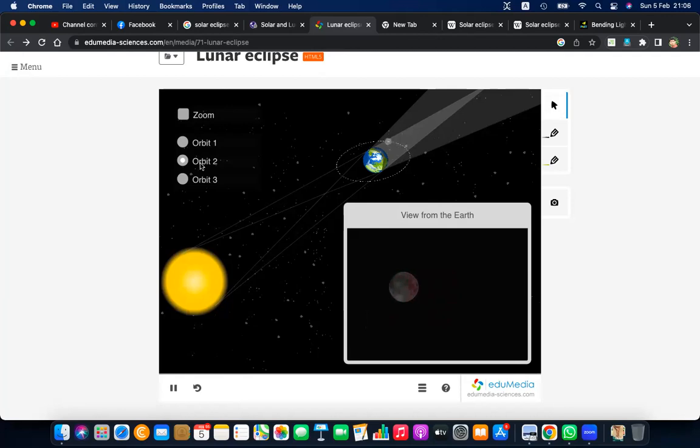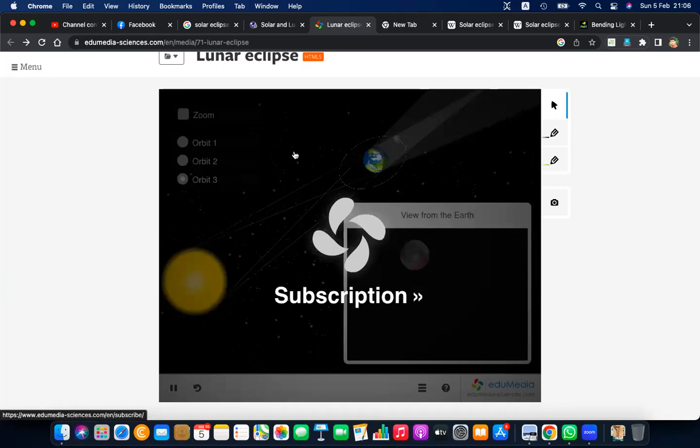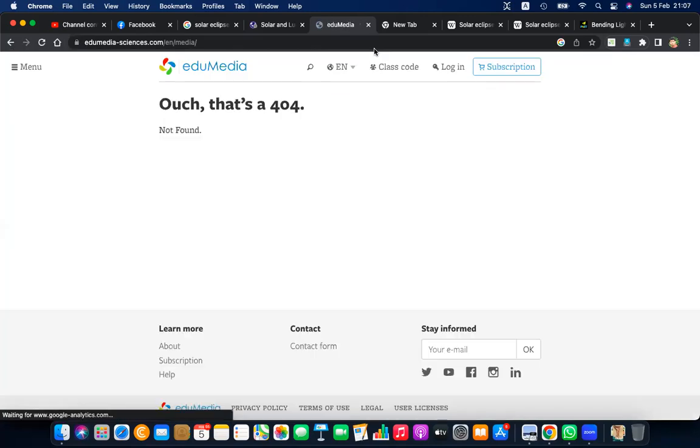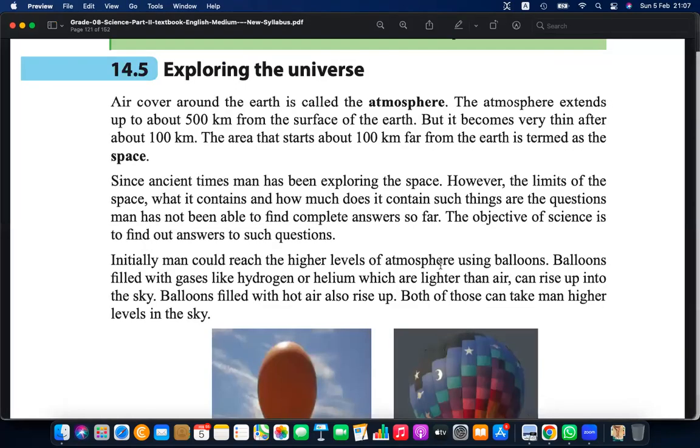In the different orbits, the redness can be varied. So this second orbit, can you see? The redness is varied. The third orbit is moving a little up. And I think you can see the dark part here, in the bottom. Right? This is what the lunar eclipse and solar eclipse is also. They are in the same Media Sciences one, right? So on this website you can search for the solar eclipse. Okay, let's move down there.